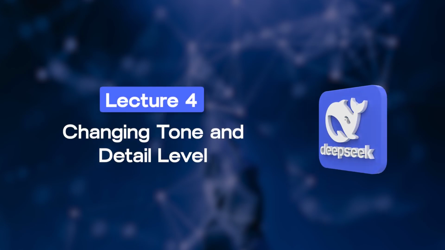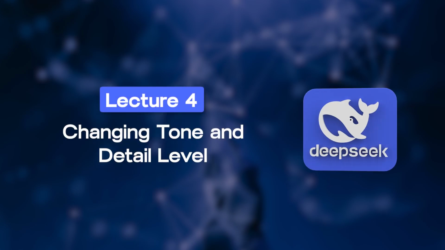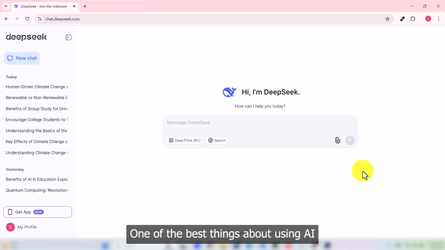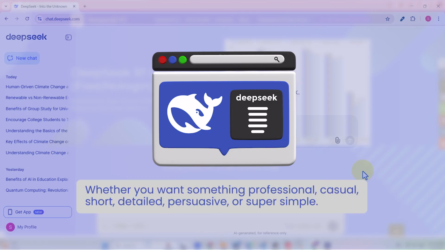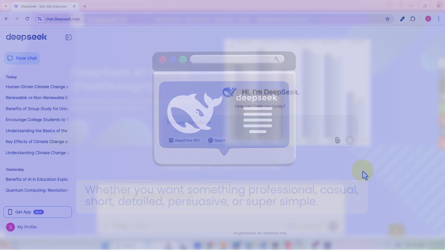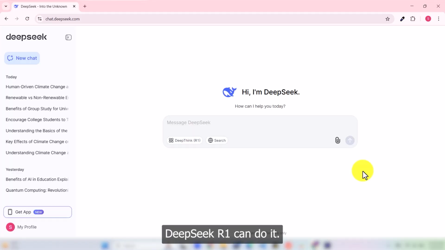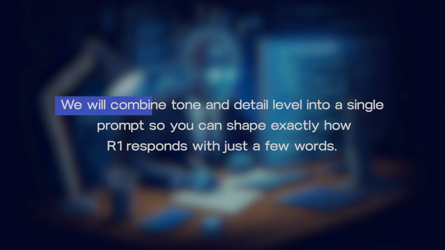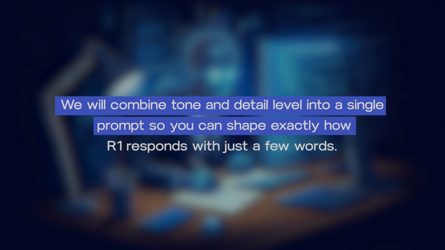Lecture 4, Changing Tone and Detail Level. One of the best things about using AI is how quickly it can adjust to your style. Whether you want something professional, casual, short, detailed, persuasive, or super simple, DeepSeek R1 can do it. In this lecture, we will combine tone and detail level into a single prompt so you can shape exactly how R1 responds with just a few words.